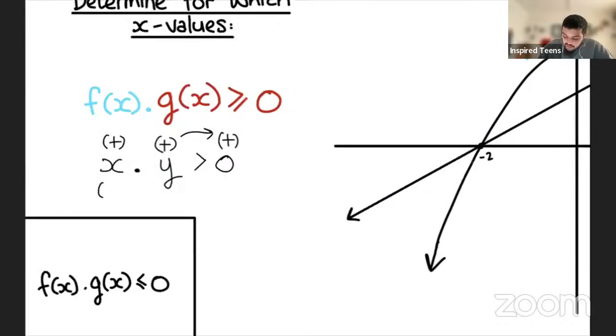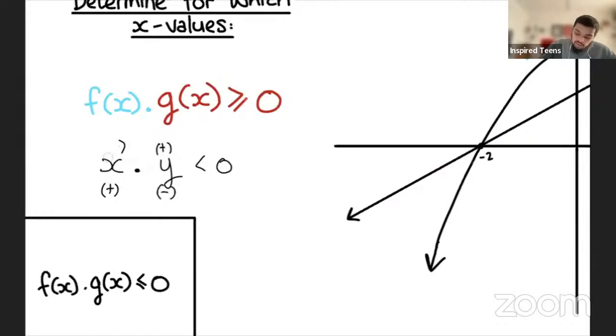So let's change it around. If we have two integers, what if we want them to be less than 0? What if we want a negative answer? Then you're going to either have a negative and a positive or a positive and a negative. These would give you a negative. Okay, so that's the first thing we need to keep in mind.